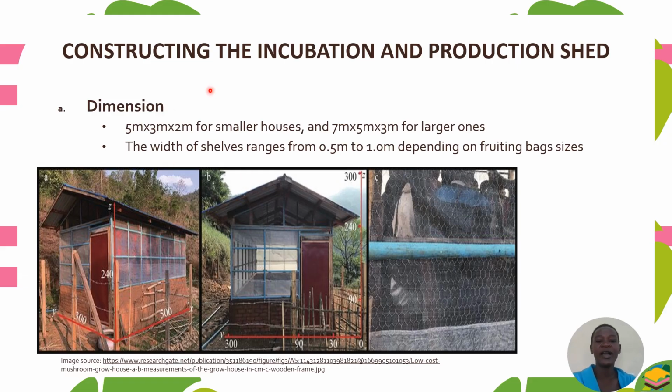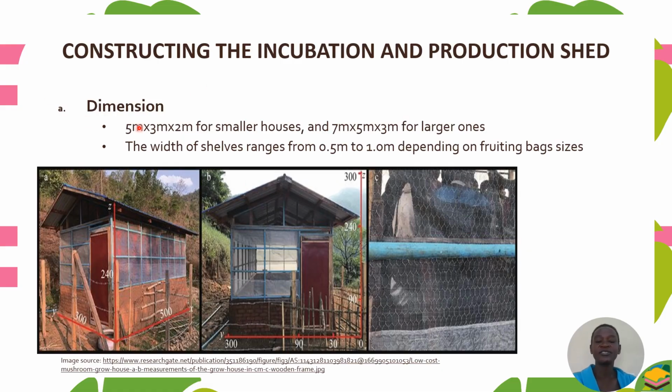Let us now look in terms of the dimensions. When we are constructing an incubation house as well as the production shed, we need to measure. That's very vital as well. Of course, the incubation house most times can be smaller than the production shed. In the incubation house, the mushrooms are at a tender age and they are not growing that big. But the production house should be much bigger.